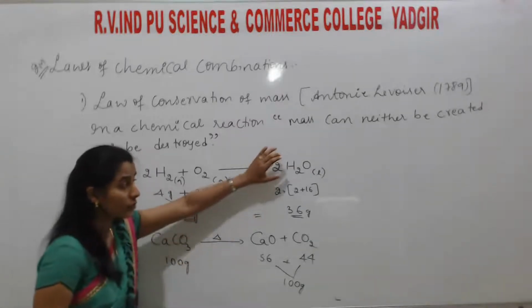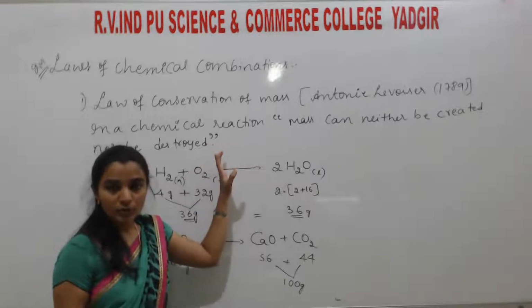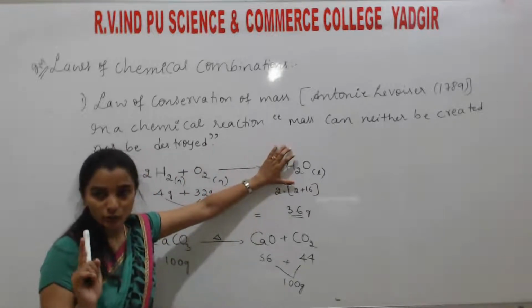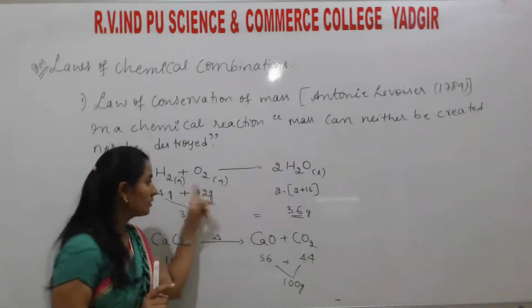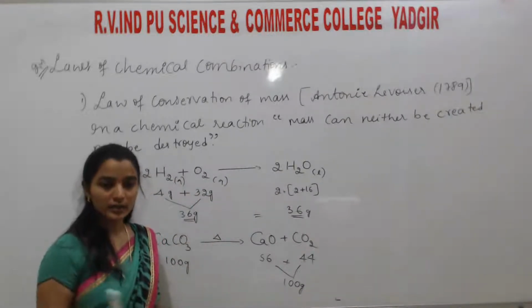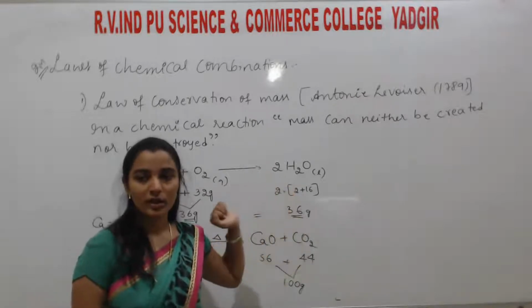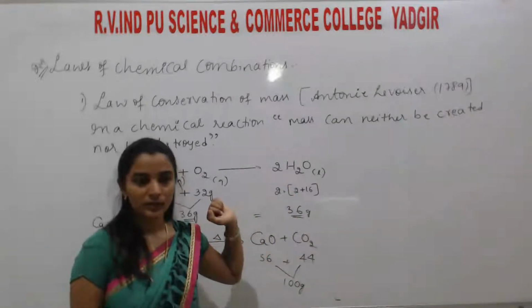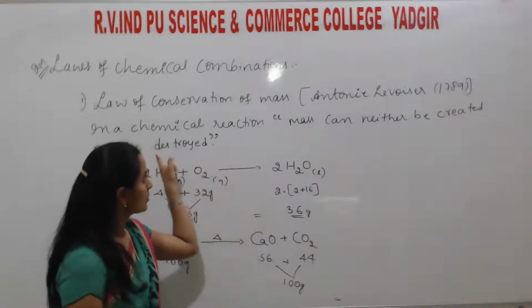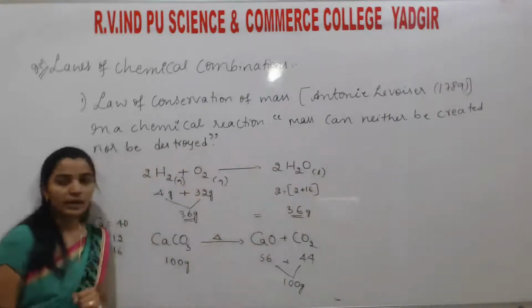If it is not possible, listen, if H2 is there, O2 is there, assume it forms only H2O. Alone it forms only H2O, 1 mole of H2O. Among these two, any one is a limiting reagent. Later I will explain what a limiting reagent is. So just now you understand what the law of conservation of mass is. Understood? Mass can neither be created nor be destroyed. And these are the examples.